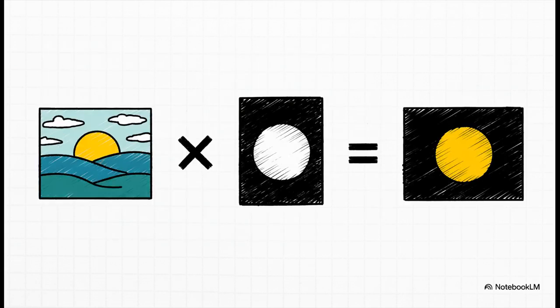And now for the magic trick. We literally just multiply the original image by the mask, pixel by pixel. So think about it. Any pixel from our original image that gets multiplied by a black pixel, a 0, becomes 0. It's gone. It disappears. And any pixel multiplied by a white pixel, a 1, remains exactly the same. And just like that, using simple grade school multiplication, we have perfectly isolated our object.